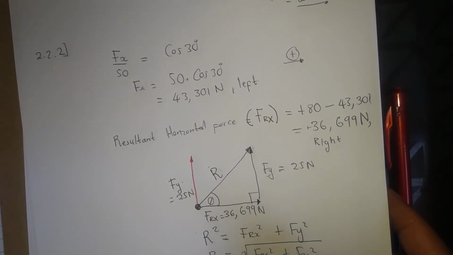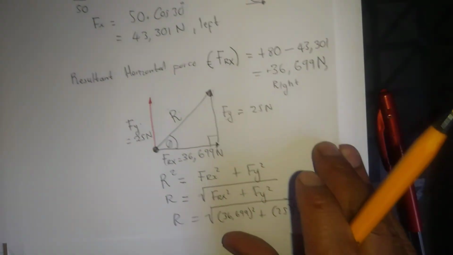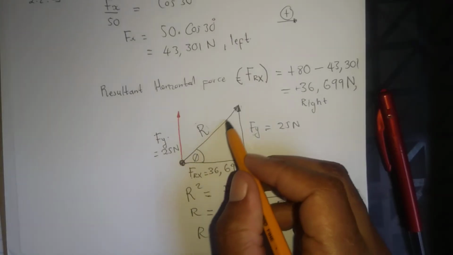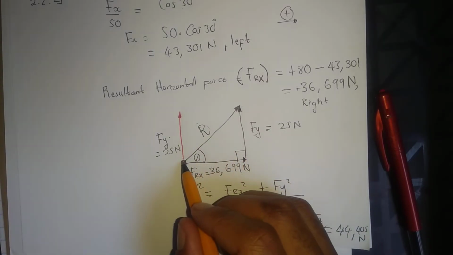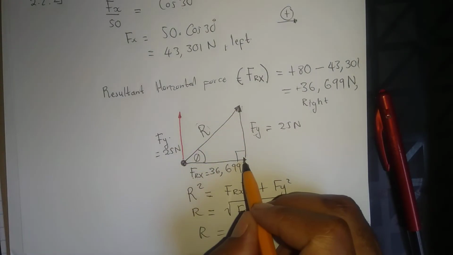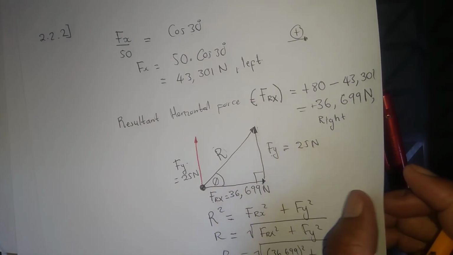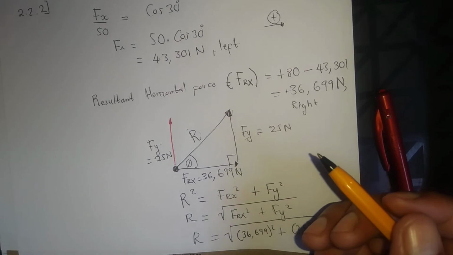So that is it for 2.2.2, guys. Now let's go for the last question, 2.2.3. Calculate the direction of the resultant force. Let's go back to this triangle. In this triangle, the angle between your resultant and the adjacent side, always the angle between the hypotenuse and then the horizontal component or the adjacent side, is what gives you the direction of your resultant. So in other words, let's calculate theta using our trigonometric ratios.